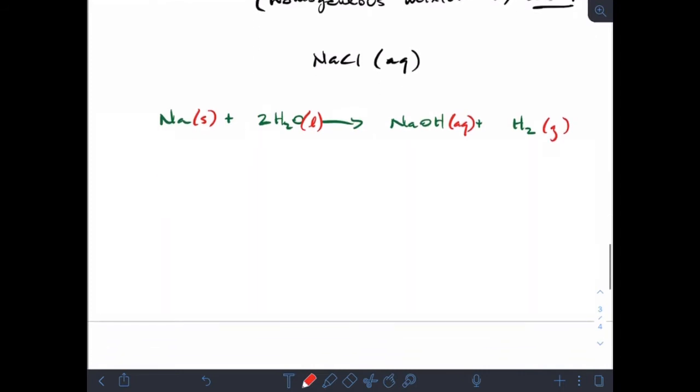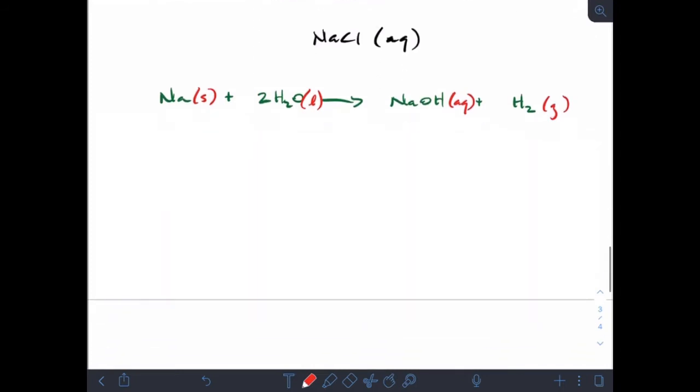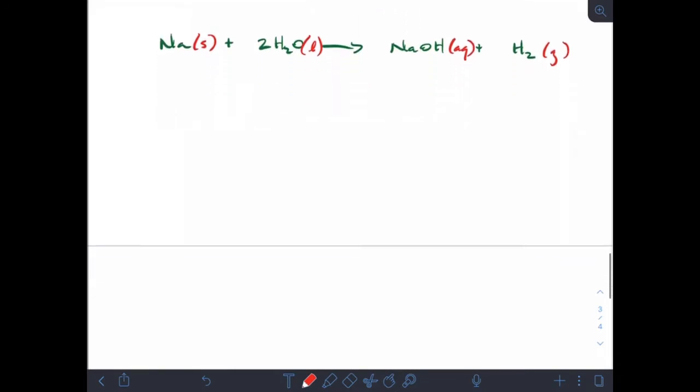This, by the way, is a very fun thing that if you ever get a chance to do, you should see what happens when you put solid sodium metal into water. It's very entertaining. It explodes. Be safe. Don't try this at home. That sort of thing. So the next thing we want to talk about are patterns of reactions.